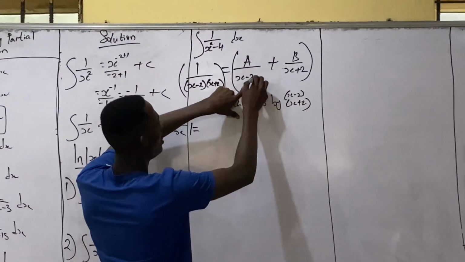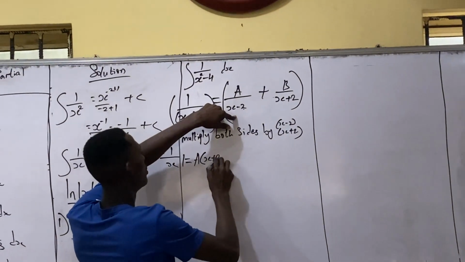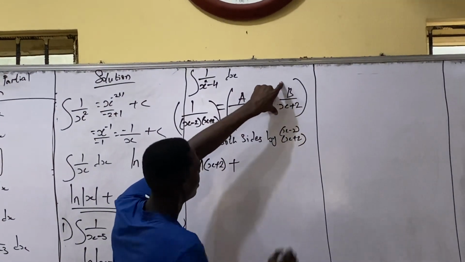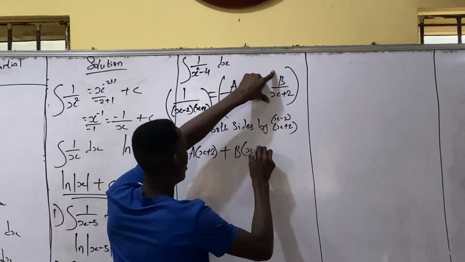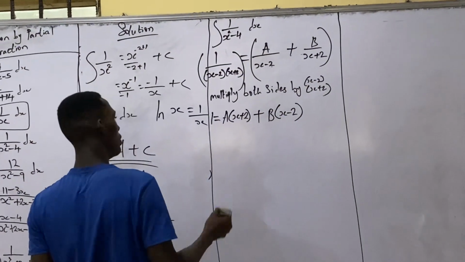This here will cancel this. So we'll be left with what? a(x plus 2). Now if you multiply the whole of this with this, this will cancel this and we'll be left with b(x minus 2). Now what do we do?